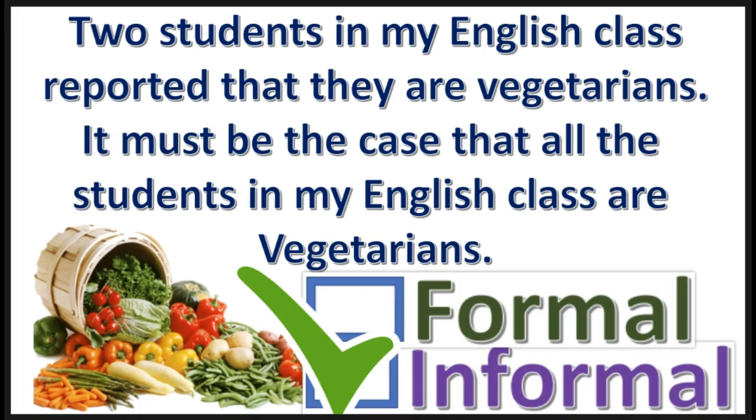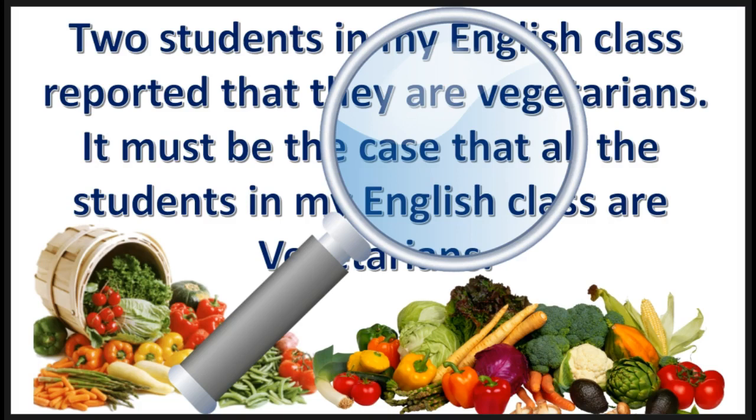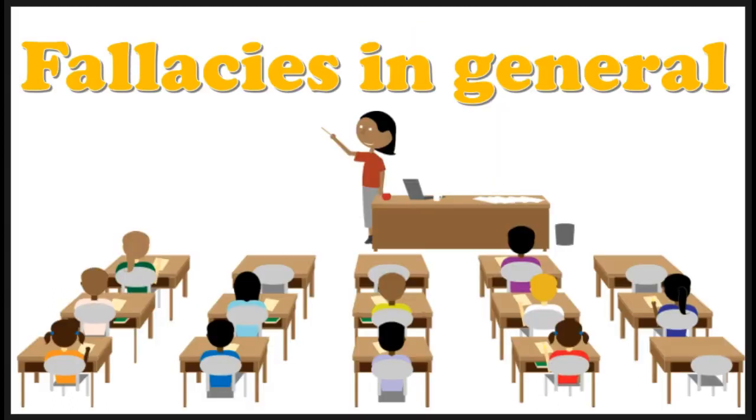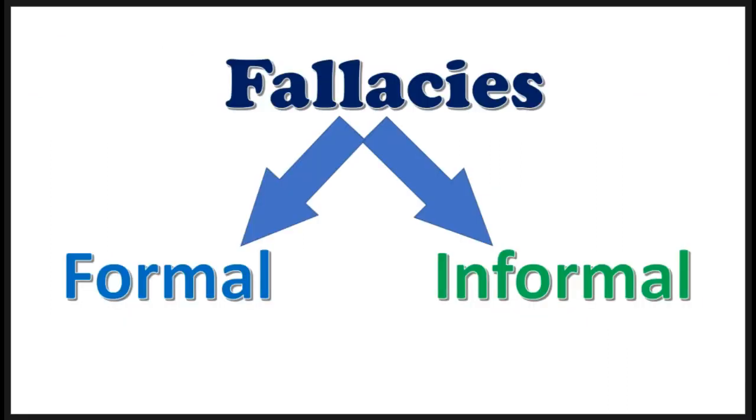Ding! This is an informal fallacy. To detect the fallacy, we must know information about the content. We must know vegetarians and meat eaters are generally equally divided. Also, English classes, they have many students. So in this video, we refreshed our minds of fallacies in general. We identified formal and informal fallacies.